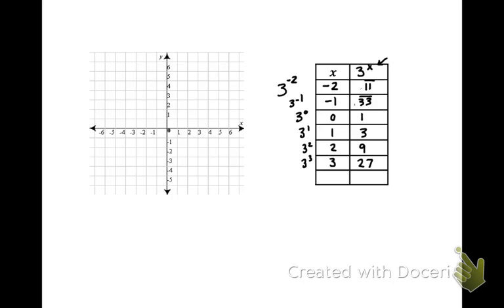Now you have your table filled out, and this column, these are your y values. So when you graph your x, y coordinate pairs, this on your graph is going to appear in the place -2, 0.11 repeating. This will be at the point -1, 0.33. This is at 0, 1, 1, 3, 2, 9, and 3, 27.